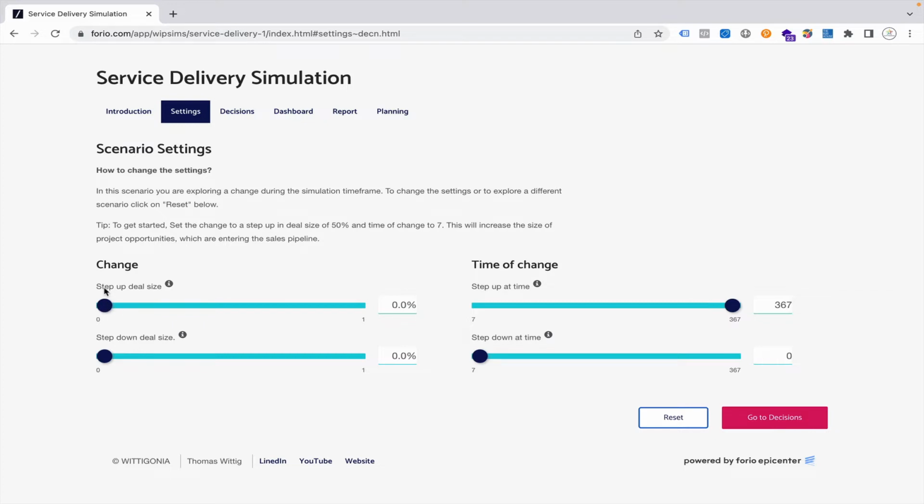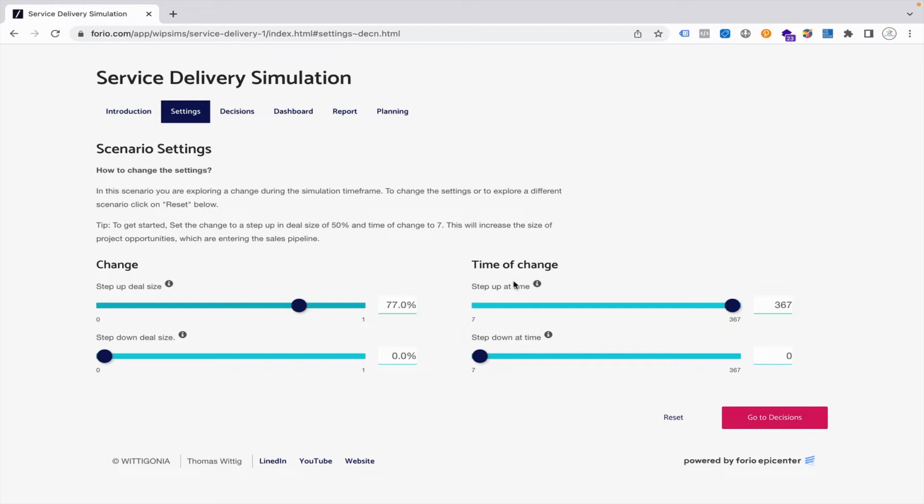You can make a change in the deal size for the incoming sales pipeline. The mechanics here is you can either move the sliders, or you can enter the values directly. So for example, if you want to have a 50% change, so here you see we will need to enter 0.5, which is giving us the correct information, should be probably 50 here. So, and this is basically an easy way to get started.